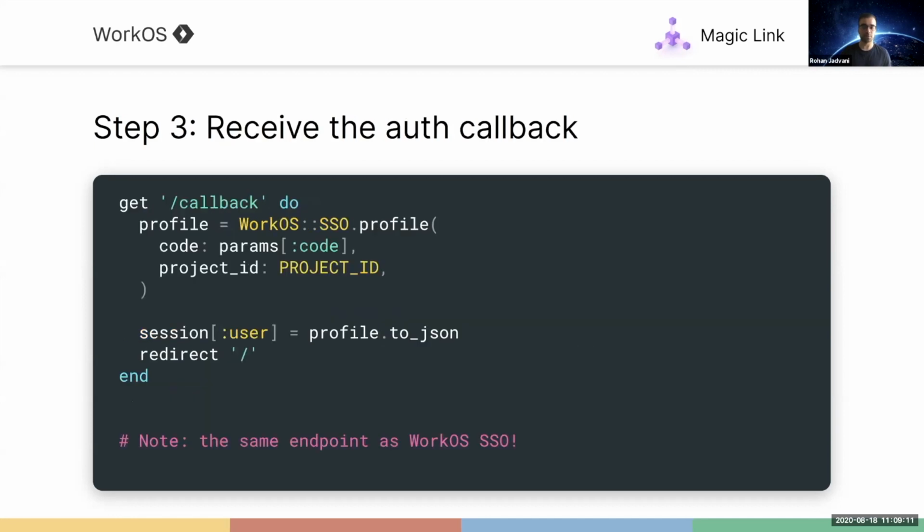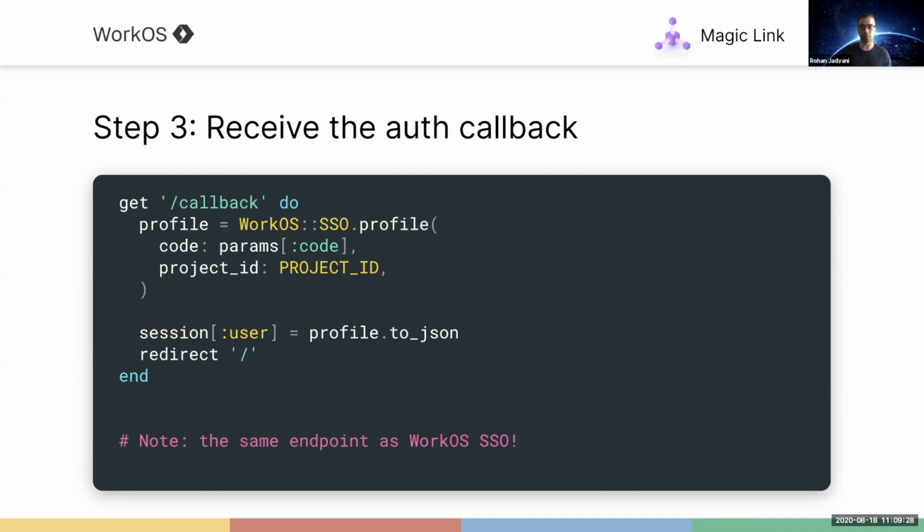And the final step here is the authorization callback. So in our previous talk, we were setting up redirect URIs where users would be redirected to. We would take an authorization code, send it over to WorkOS, and we would receive a profile back.